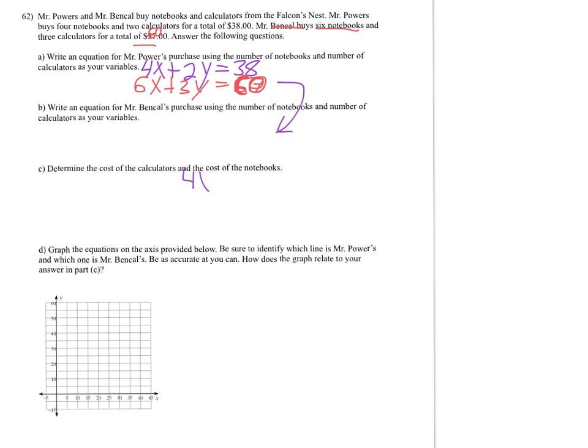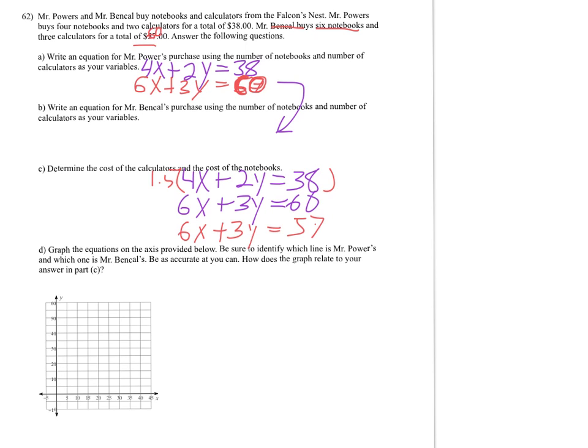So you've got 4x plus 2y equals 38. And we've got 6x plus 3y is equal to 60. It just so happens that if I multiply the top of this by 1.5, I end up getting 6x plus 3y is equal to 57. Now if I go to subtract these two equations, I get 0 is equal to 3, which means that there's no solution.